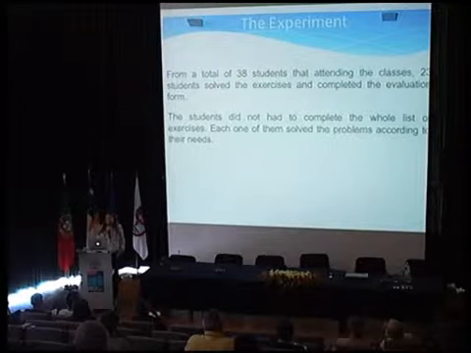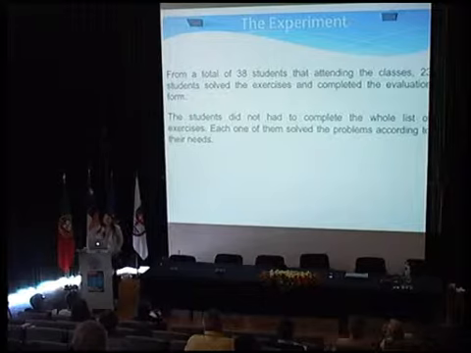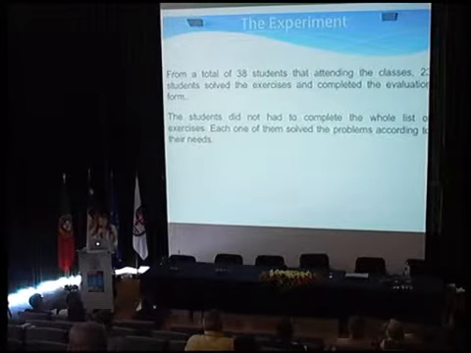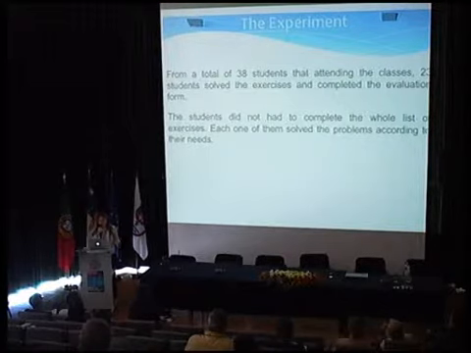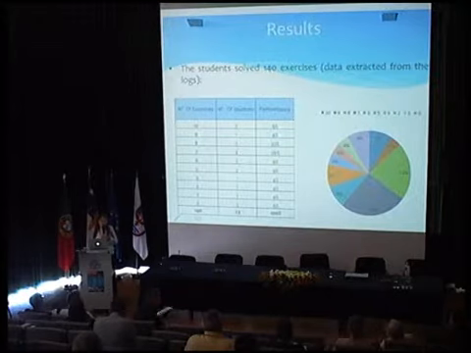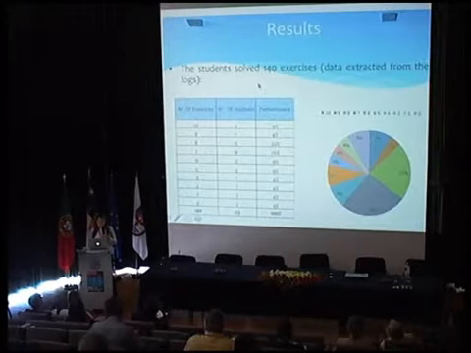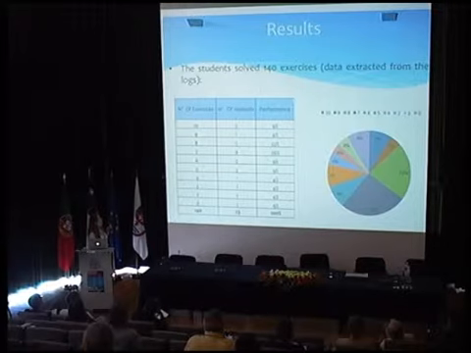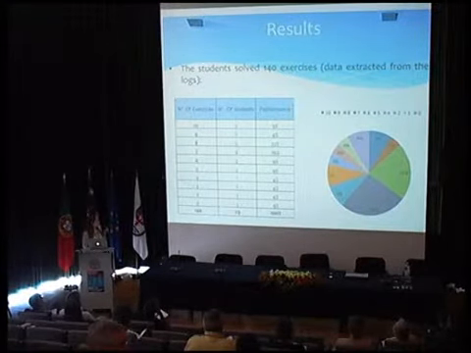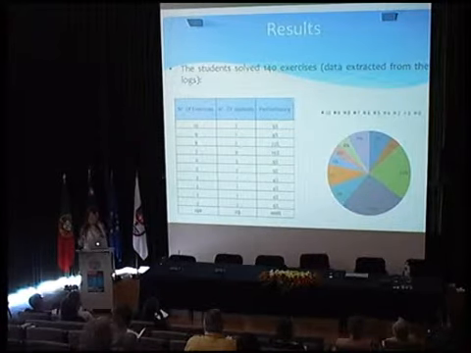From a total of 38 students attending these classes, 23 students solved the exercises and completed the evaluation form. The students did not have to complete the whole list, only what they needed. For example, 2 students performed 10 exercises, 5 students performed 8, but 23 students performed the whole list.